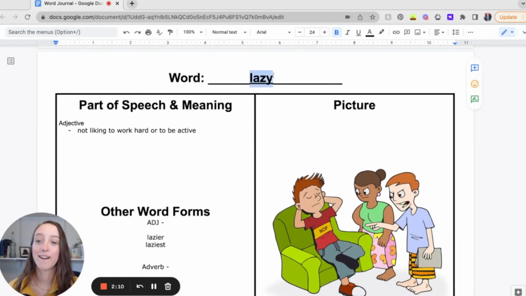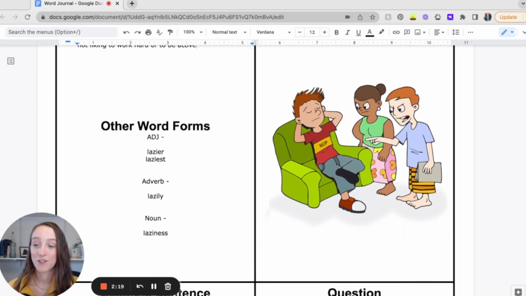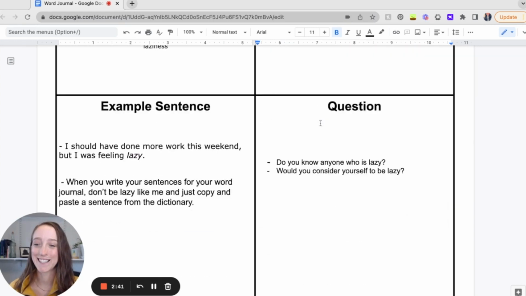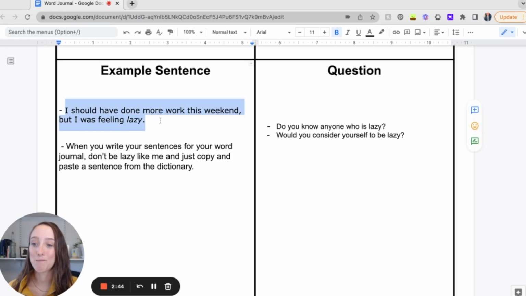So we have the word lazy. Lazy is an adjective, and it means not liking to work hard or to be active. So other word forms, there are other adjectives. We have lazier and laziest. We have an adverb, lazily, and then the noun, laziness, right? So those are all the word forms. Here is a picture of someone being lazy, right? He's just laying on the couch. He's not doing anything. Then I have some example sentences here.